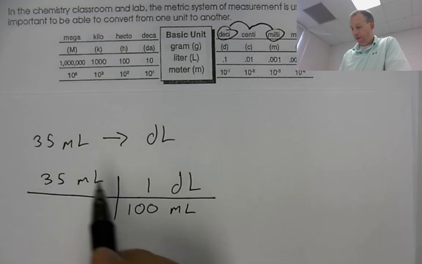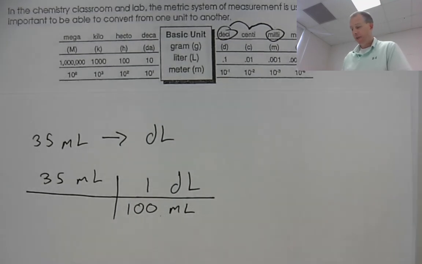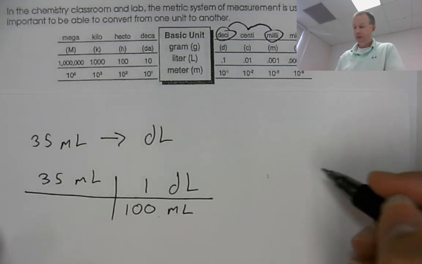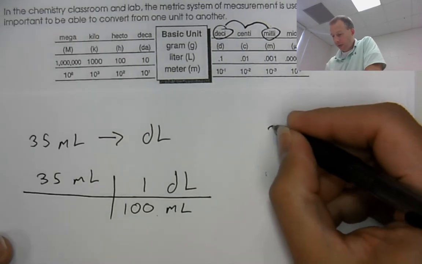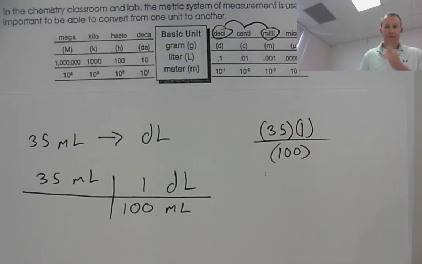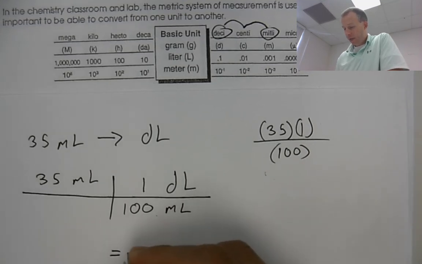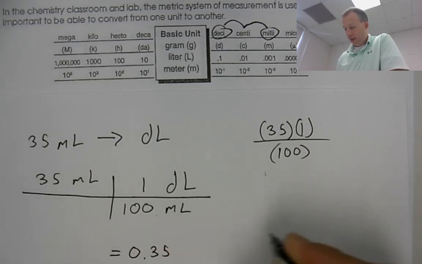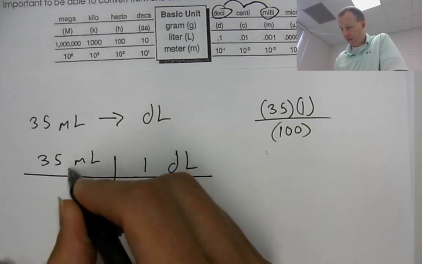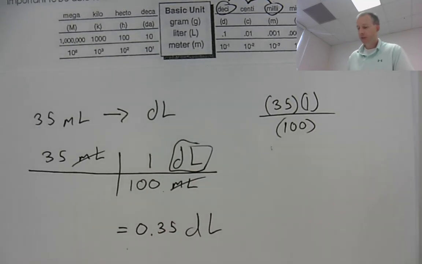Then your problem's done. Now you just do 35 divided by 100. You're going to treat this as basically 35 times 1 divided by 100. If you viewed this as a math problem, it would look like 35 times 1 divided by 100. I know you can all do that. It's on top, you multiply it. If it's on the bottom, you divide. So your answer is simply 0.35. And then your units, can't forget the units, you'll cross off milliliters, and you're left with deciliters. All right. So that's number 1.